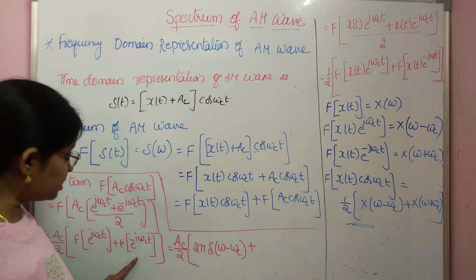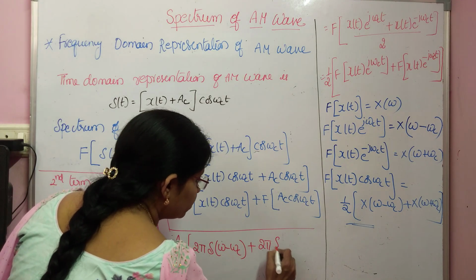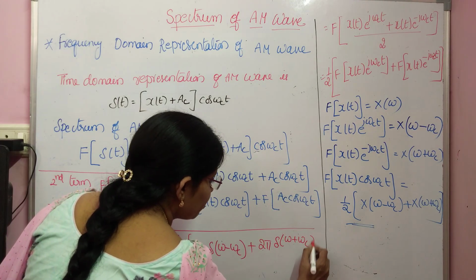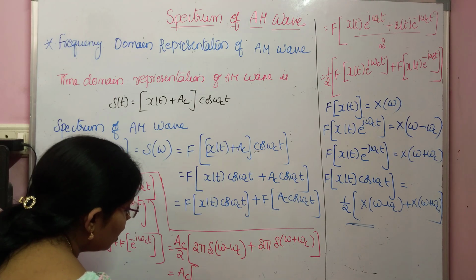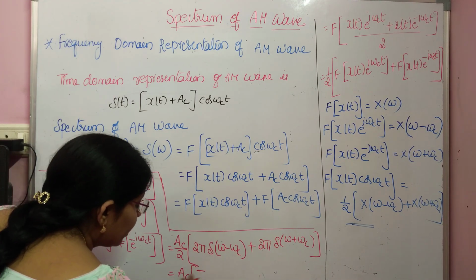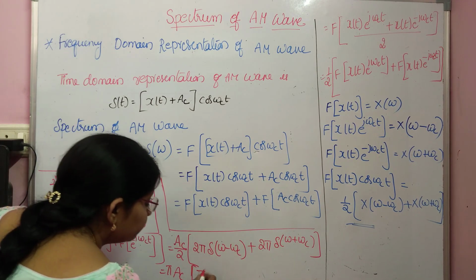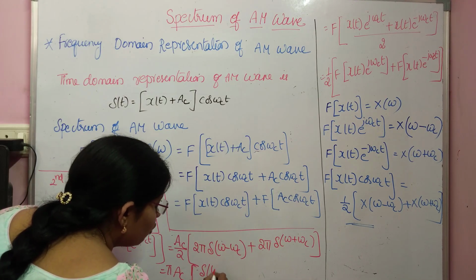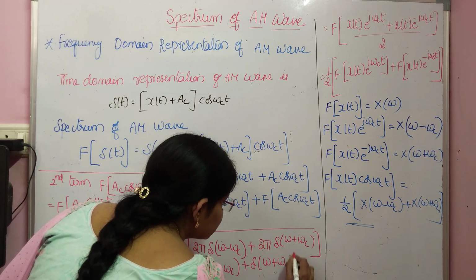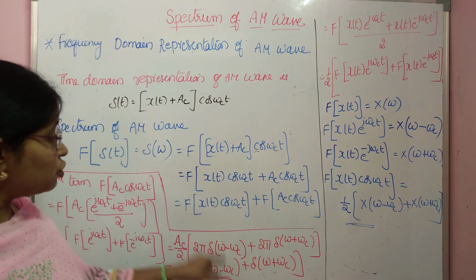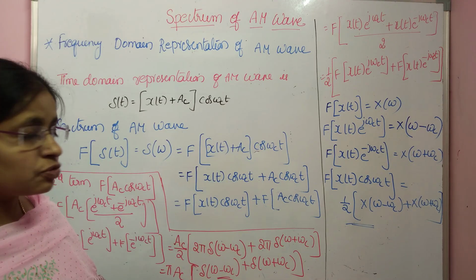Then the next term, the Fourier transform of e power minus j omega c t, is again 2 pi into delta of omega plus omega c. Okay, so totally it is, again you can take, pi Ac of delta of omega minus omega c plus delta of omega plus omega c. So this is the Fourier transform of the second term. Okay, so that is the Fourier transform of the first term and this is the Fourier transform of the second term.